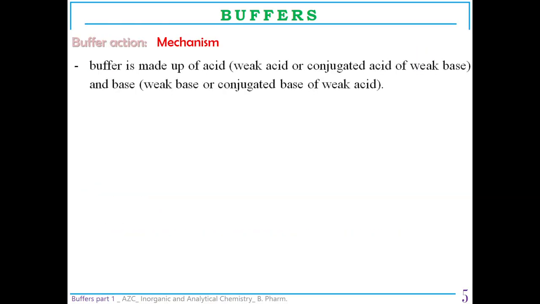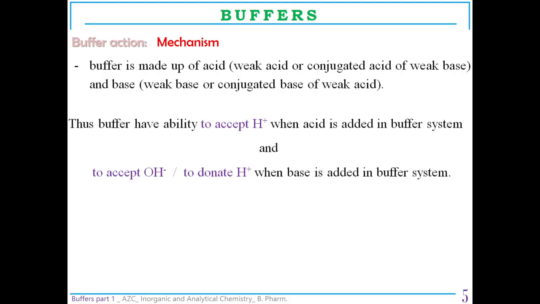Mechanism of buffer action. That means we have to understand how this buffer resists drastic change in pH of solution. Buffer is made up of acid, which may be weak acid or conjugated acid of weak base, and base, which may be weak base or conjugated base of weak acid. Because buffer has both acid and base components, it has the ability to accept proton when acid is added in buffer system, and to accept hydroxide ion, or to donate proton, when base is added in buffer system.